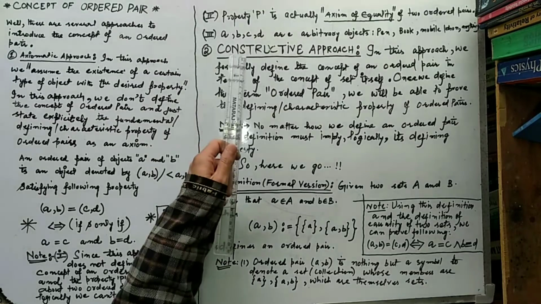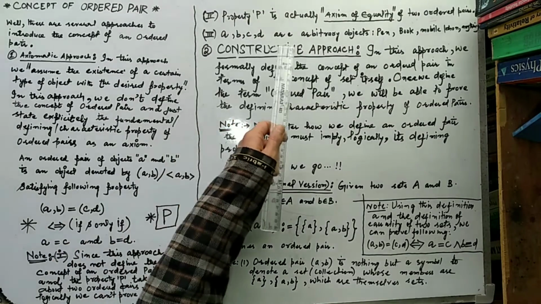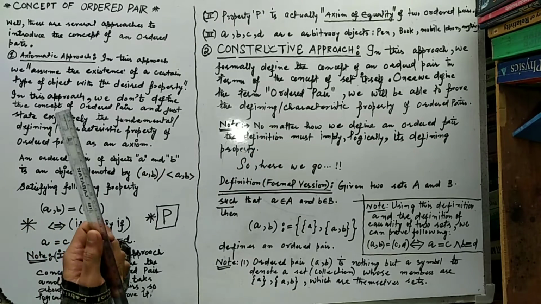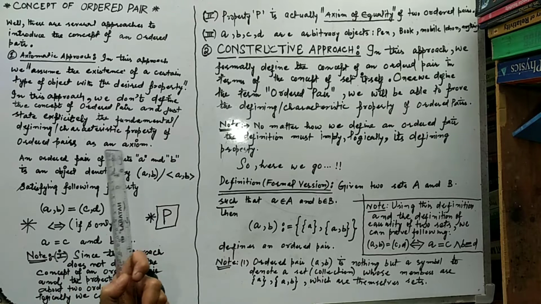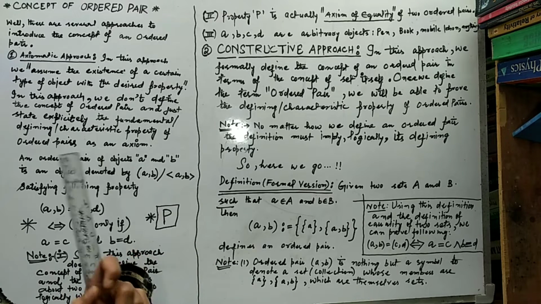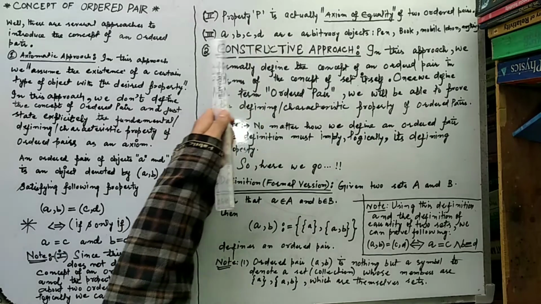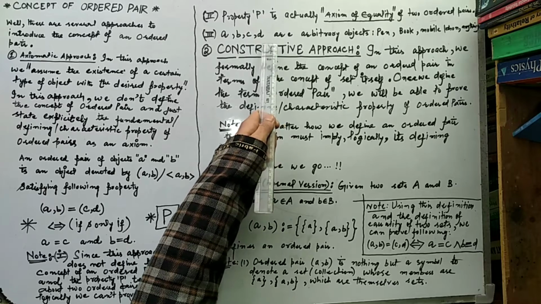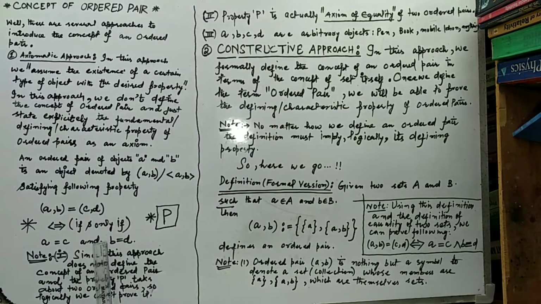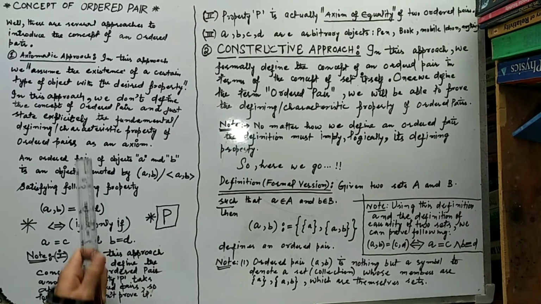One more thing you should note in this approach is that these A, B, C, D are arbitrary objects. It could be anything. It could be an aeroplane, a house, a car, a pen, a book, a mobile phone, anything. So the nature of these A, B, C, D is arbitrary. They could be of any type. So this was one more thing that you should note in this approach.